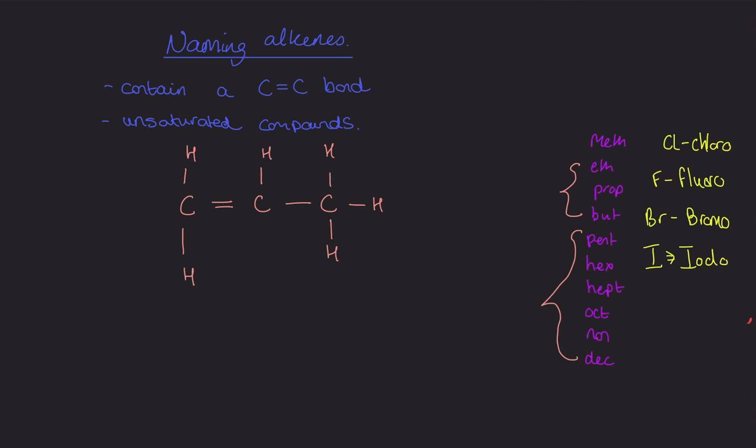So let's try and name this one here that's right in front of us. So we have 3 carbons, so that means it's prop, and because we have a double bond there, we can call it propene. Okay, now the first 3, while I'm still on this page, are gases. So it's very like your alkanes with the first 4 that were gases. All of the rest of them are liquids.